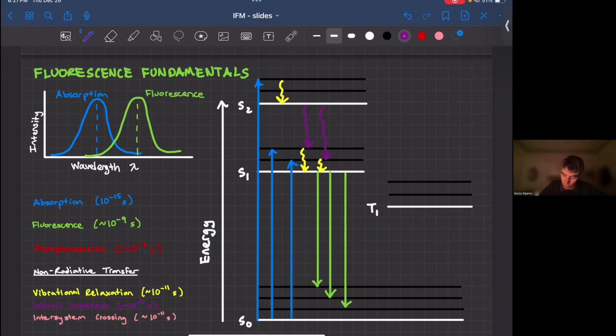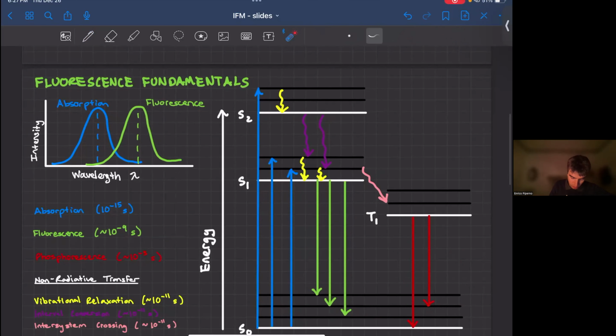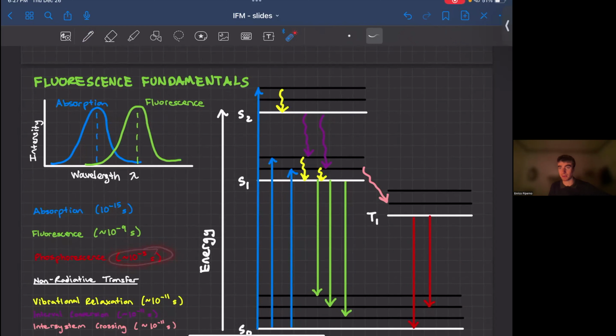Finally, there can also be intersystem crossing from the first excited state to the triplet states. And this leads to phosphorescence, which is when a photon is emitted from the triplet state down to the ground state. Phosphorescence is very slow, around the millisecond timescale. So that concludes this discussion of fluorescence fundamentals and the Jablonski diagram.